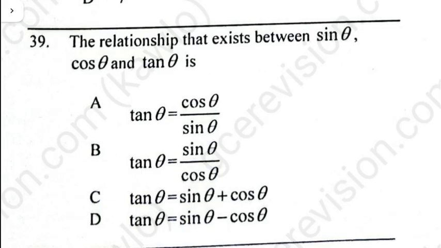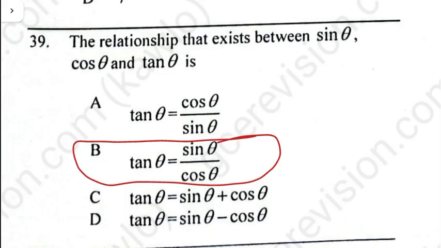Question 39. The relationship that exists between sine theta, cos theta, and tan theta is. Oh, everybody knows this one, right? You know that tan theta is equal to sine theta on cos theta. You can get this from SOHCAHTOA.